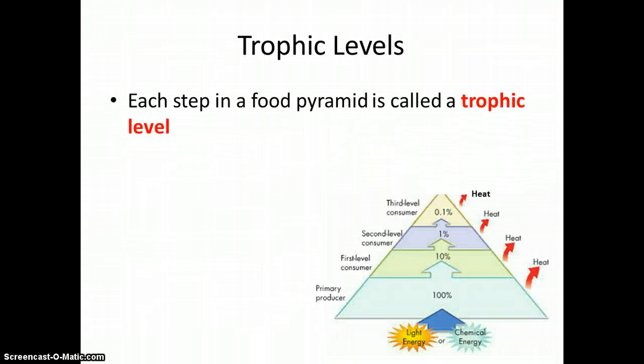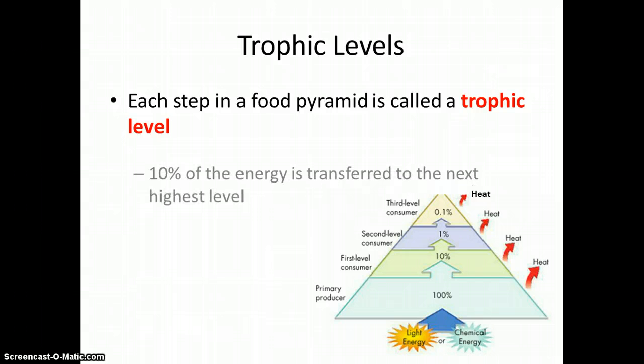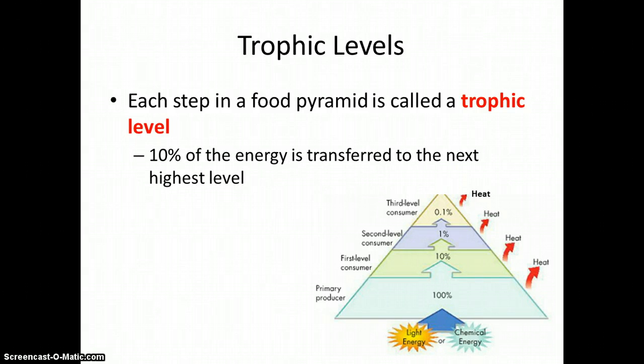Each step in this pyramid is called a trophic level. Primary producers make up the first trophic level. They're able to harness energy from the sun to make food, and they then break down their food to carry out all of the processes necessary to live, like grow and reproduce. In these processes, they use some energy, but a lot of energy is lost to heat. Therefore, if an herbivore were to eat the primary producer, it will only retain about 10% of the energy originally found in that primary producer.